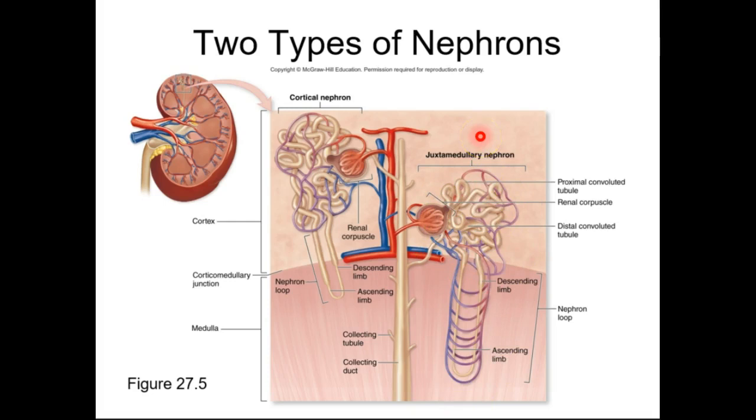This is a structure that enables us to retain water, that enables us to concentrate urine so that we can get rid of wastes without losing a whole bunch of water. Big picture, that's what we're getting at today. If you remember nothing else about the renal system, remember that it's about getting rid of wastes while keeping ourselves well hydrated.